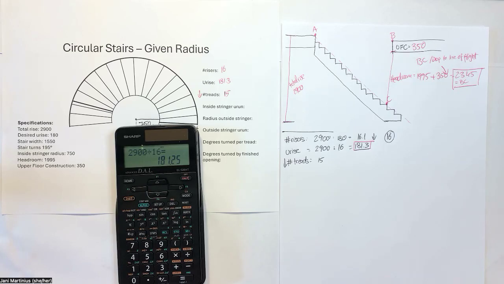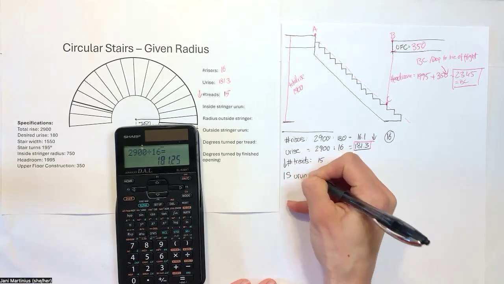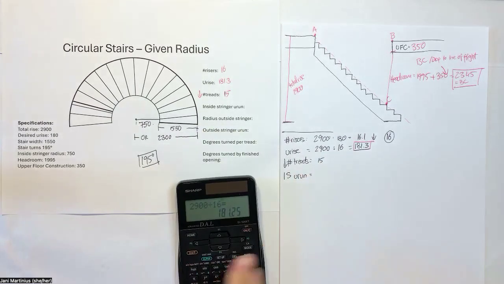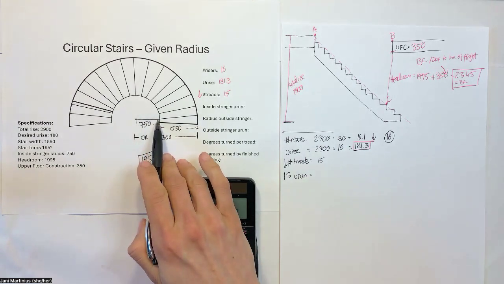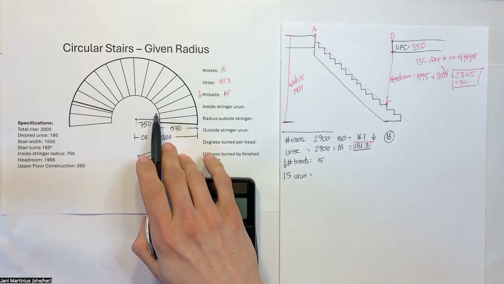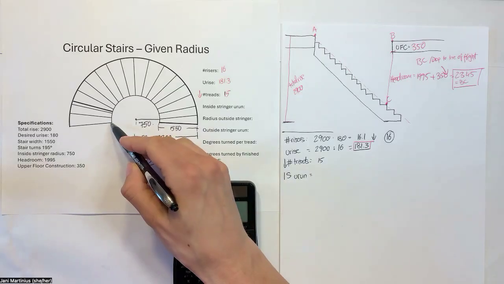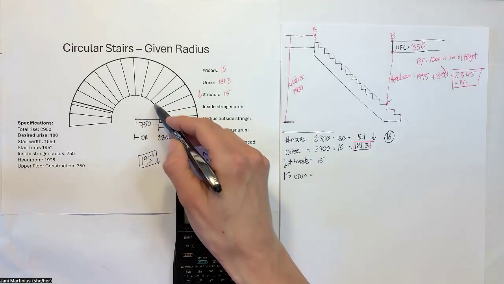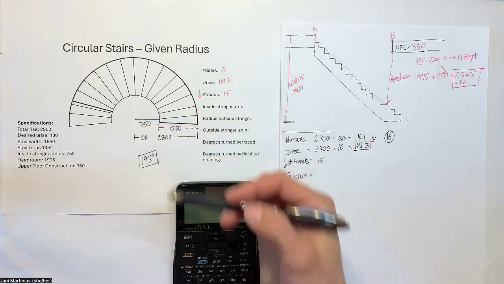Inside stringer unit run. Okay, let's go there next. Inside stringer unit run, that's what we're trying to find out. Looking at this, they're circular stairs, right? So it's going to have a lot to do with circles and finding the radius and circumference of things. We have a radius given from the center to our inside stringer of 750. First thing we want to do is find the circumference of our inside circle. Once we have that, we can use our ratio and proportion to find the actual length of that stringer.